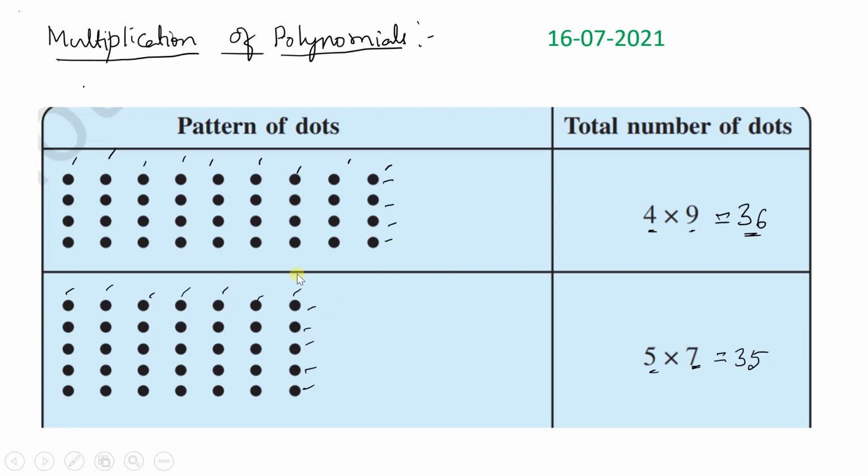Now let us look at another pattern. Now count the number of dots here. 1, 2, 3, 4, 5, 6, 7. So there are 7 dots in each row and there are 5 such horizontal rows. Therefore, to find the total number of dots in this pattern, we need to multiply the number of dots in each row and the number of rows. That gives us 35.